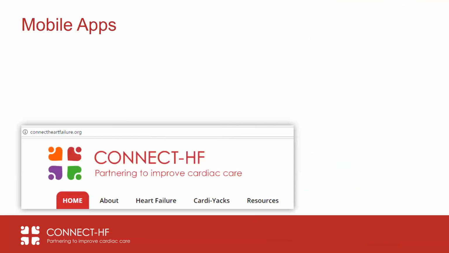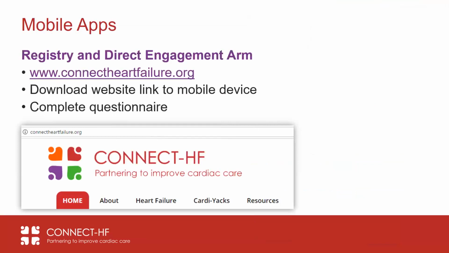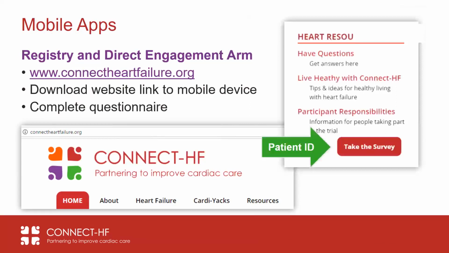Sites in the registry or direct engagement arm will have patients download the Connect Heart Failure webpage onto their mobile device. This webpage is designed to support heart failure patients. Once the link is added to the patient's mobile device, direct the patient to the front page of the website to the Take Survey button. There is a short text survey question for patients to complete. The patient will need their trial ID to complete this questionnaire.